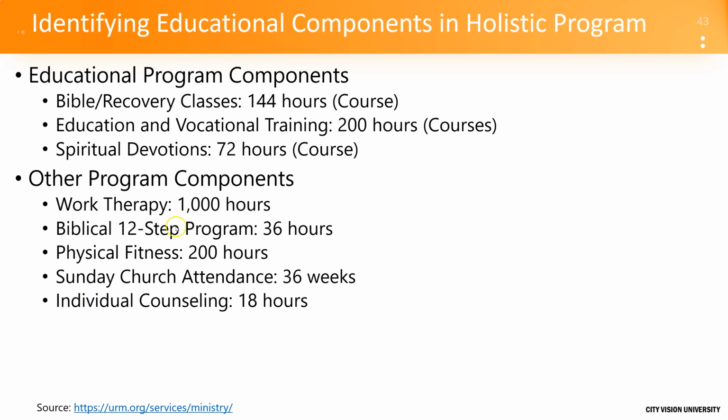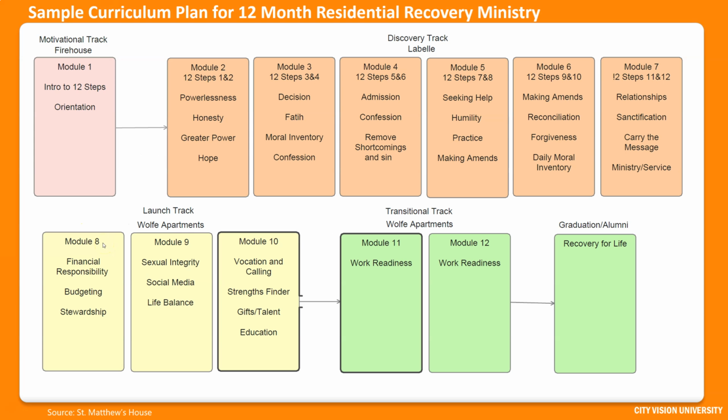So the work therapy, the biblical 12-step program, the physical fitness, the Sunday church attendance, the individual counseling. So if you're trying to delineate outcomes and activities, this would be the way I would encourage you to split that.